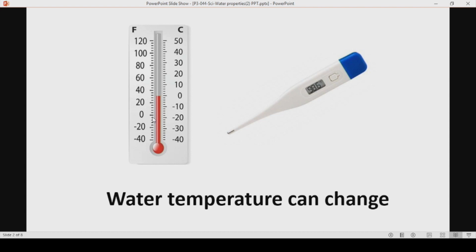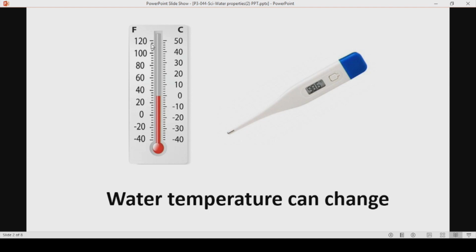Yes, but in some places it can be as cold as minus 40 degrees. So the mercury could fall all the way to the bottom. Where we are in Thailand, the temperature now is around here, about 30 degrees. So you see, the mercury is between 20 and 40. So now it's about 30 degrees Fahrenheit.